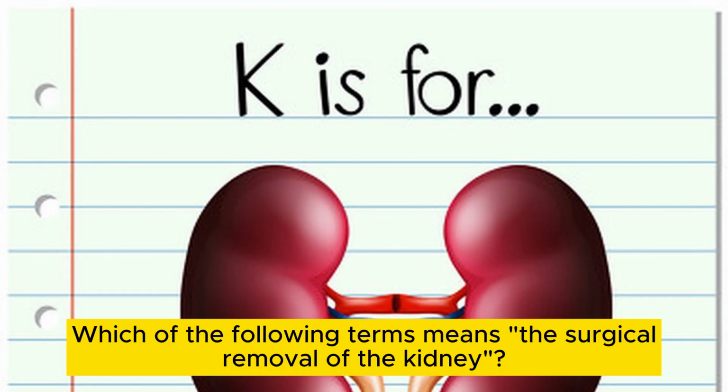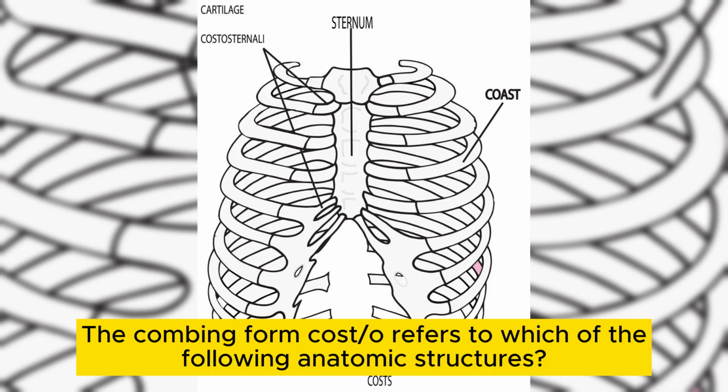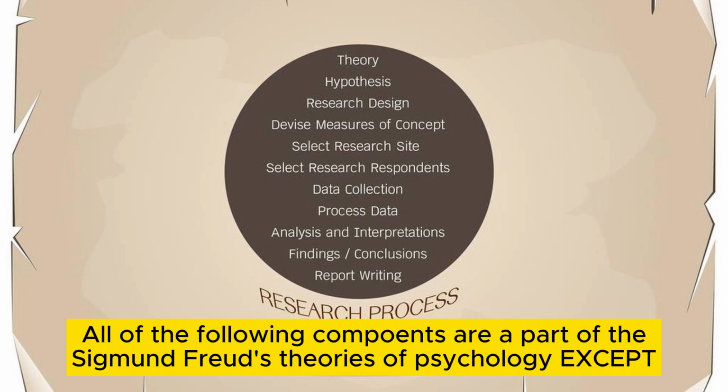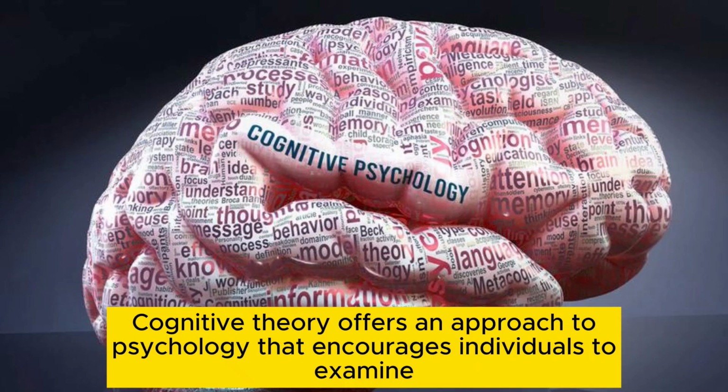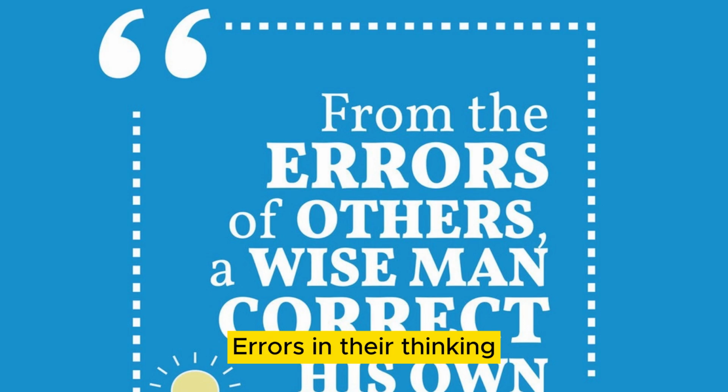Which of the following terms means the surgical removal of the kidney? Nephrectomy. The combining form cost refers to which of the following anatomic structures? Rib. All of the following components are a part of Sigmund Freud's theories of psychology except behaviorism. Which of the following terms means difficulty swallowing? Dysphagia. Cognitive theory offers an approach to psychology that encourages individuals to examine errors in their thinking.